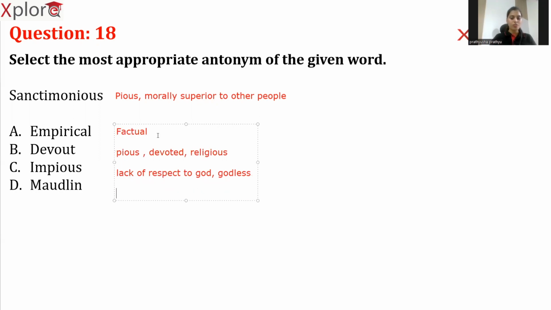And maudlin means over sentimental. Being over sentimental is referred to as maudlin. So now what is the opposite term for sanctimonious here? As you can already see, sanctimonious means pious. The opposite term for pious is impious. So the right answer is option C.